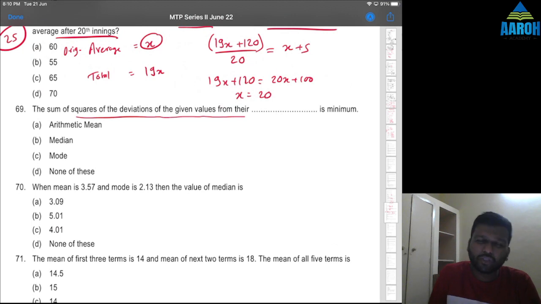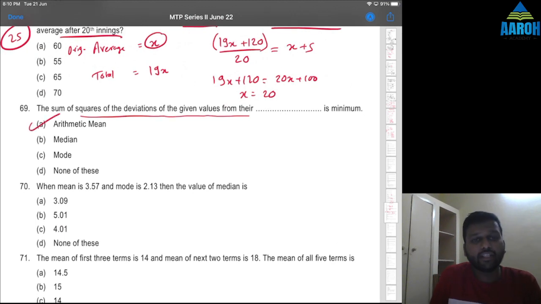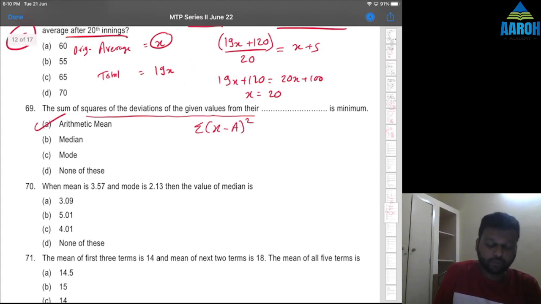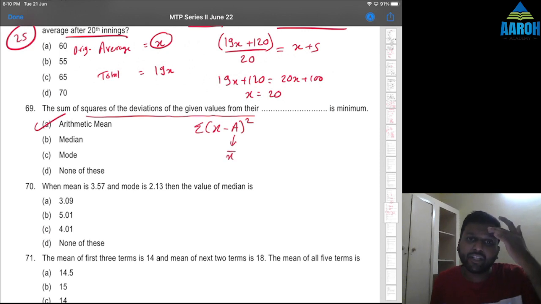Next, 69. Sum of squares of deviations of given values from the dash is minimum. Again, if you know the theory, then the easy answer is arithmetic mean, because summation of (x minus a) whole square is minimum when this a is x bar. It is minimum when that value is the arithmetic mean.